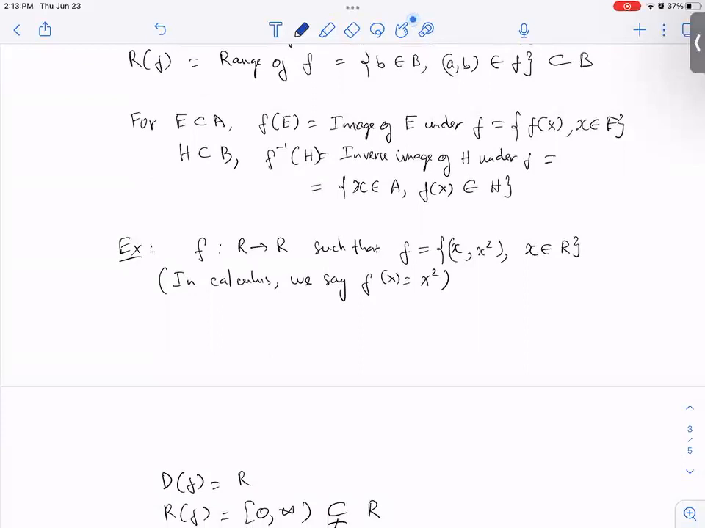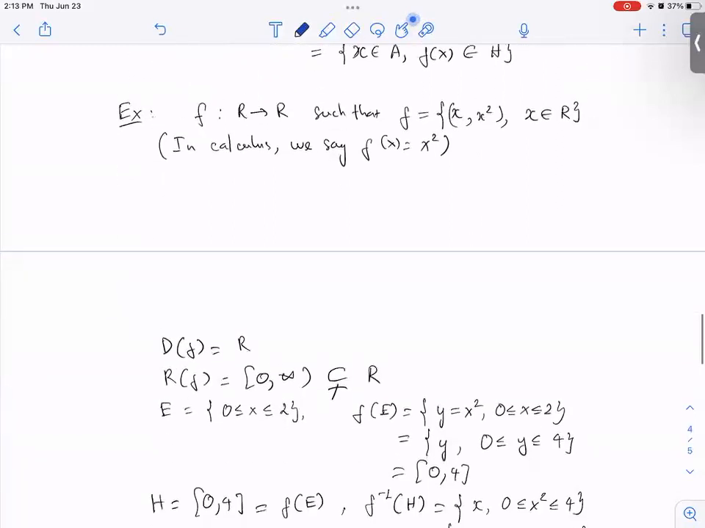For a subset E in A, we can define the image of E under F, and this is the set of f(x) for x in E. For a subset H in B, similarly, we can define the inverse image of H under F, and it is denoted by this symbol.